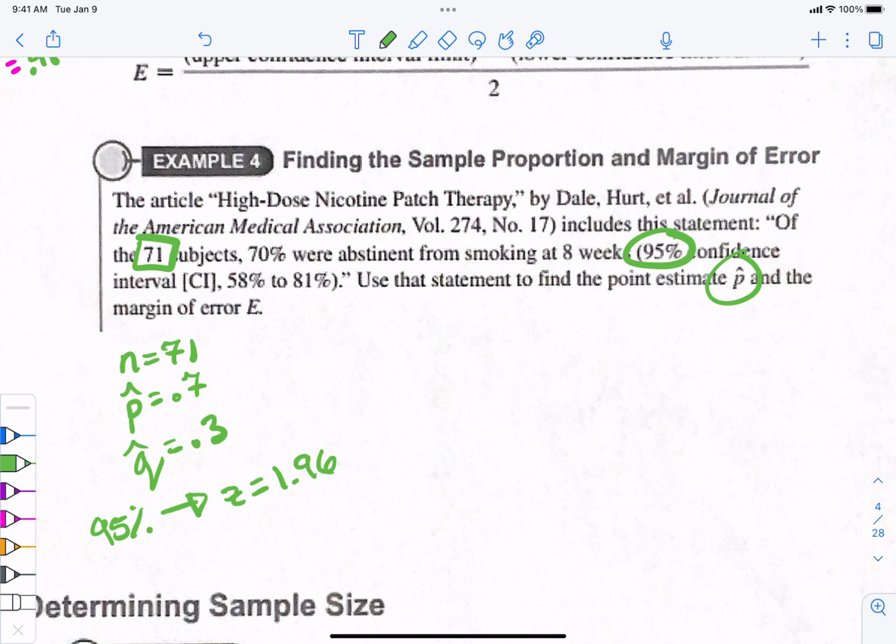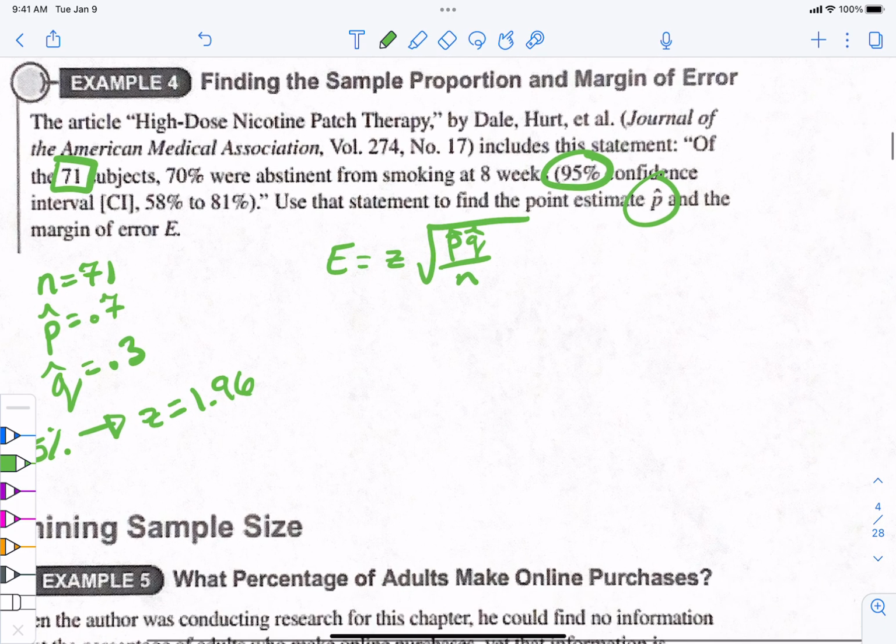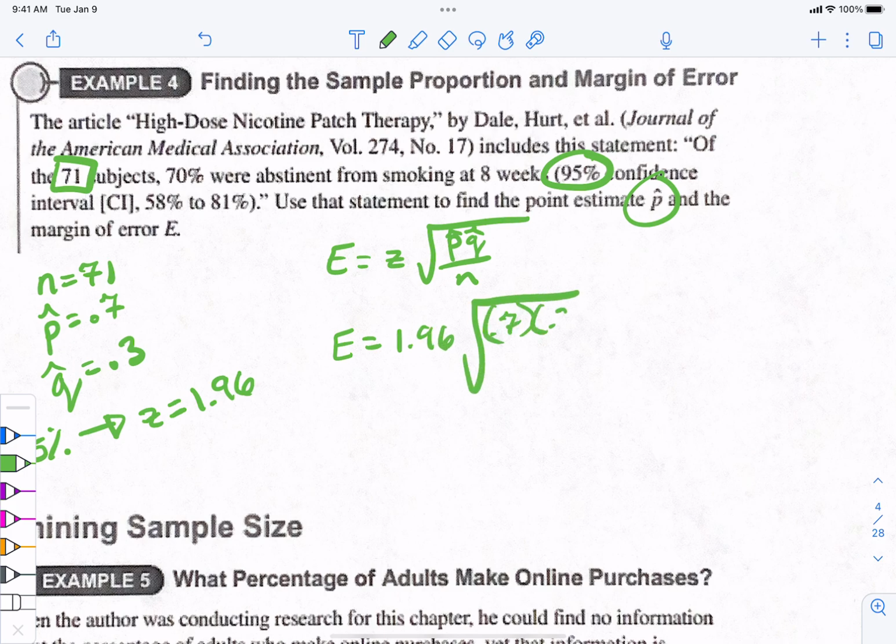We're trying to find the E. The formula for E is Z times the square root of P hat Q hat over N, right? Let's plug all that in and calculate what the error is. Z is 1.96. P hat is 0.7. Q hat is 0.3. N is 71. Can we calculate the error? Yes, we can.